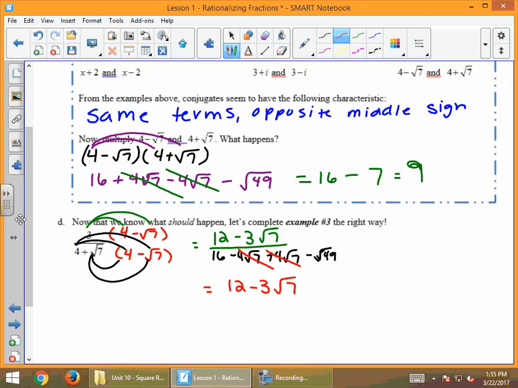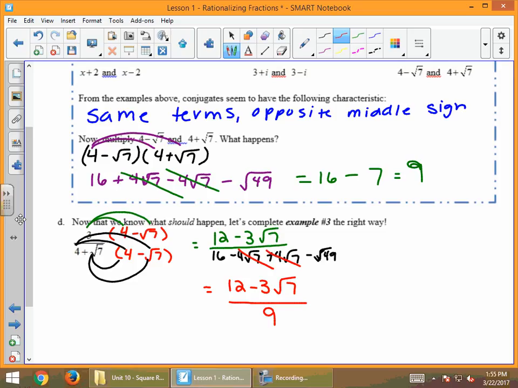Okay? But in the bottom, what did we say our outcome ended up being when we had 16 minus radical 49? 9. We know that's 9. Normally we would take the steps, so we already did all that work up there. So we know our outcome is 9.